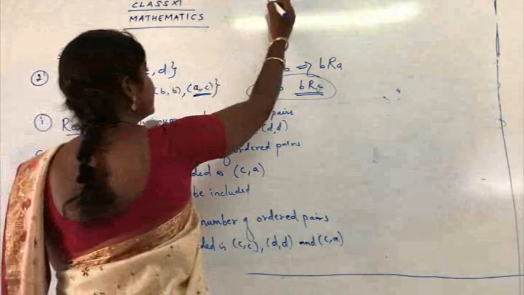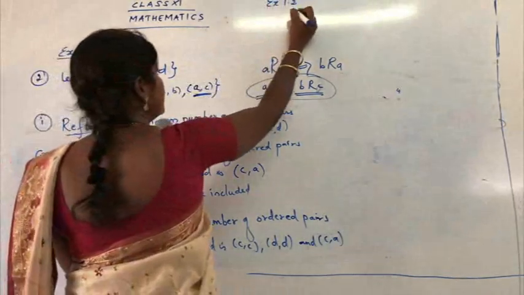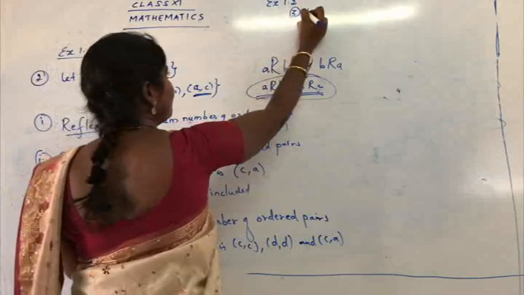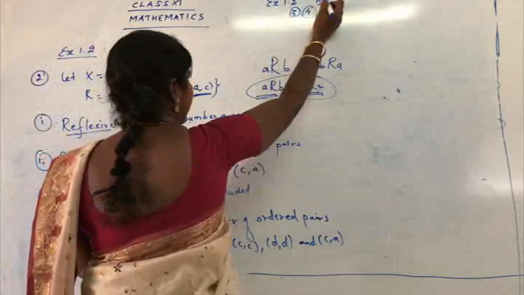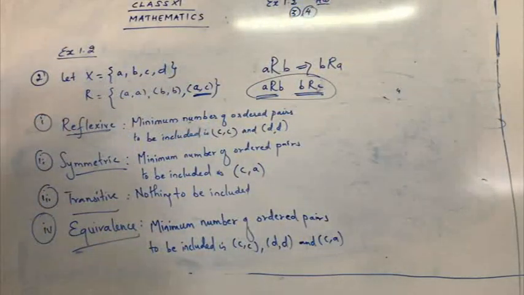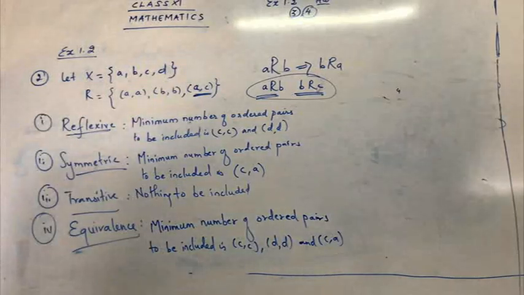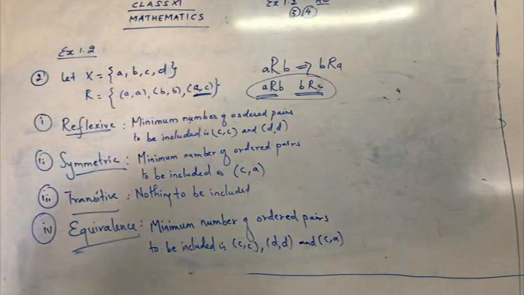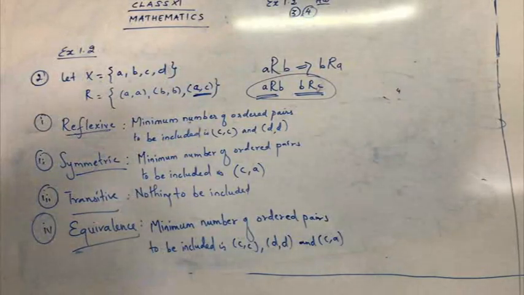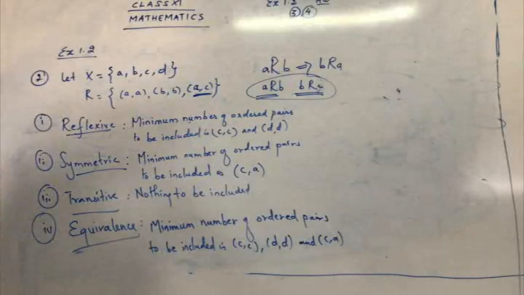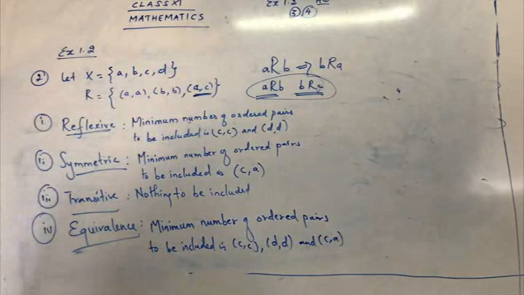I'm just mentioning here, exercise 1.2, sum number 3 and sum number 4 are your homework. We may have some more sums for homework, but for now, we have 3 and 4. So 3 is like sum number 2. For sum number 2, we were given 4 elements in X: A, B, C, D. But in sum number 3, we have only 3: A, B, C. So accordingly, you see what is the minimum number of ordered pairs to be included. So complete your third sum.